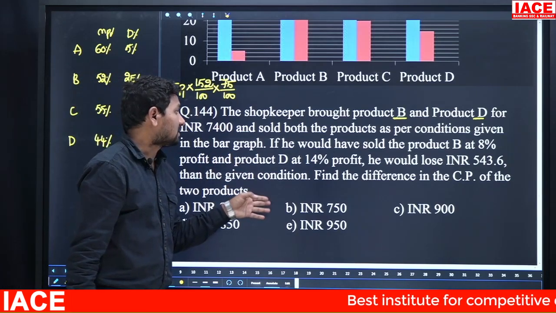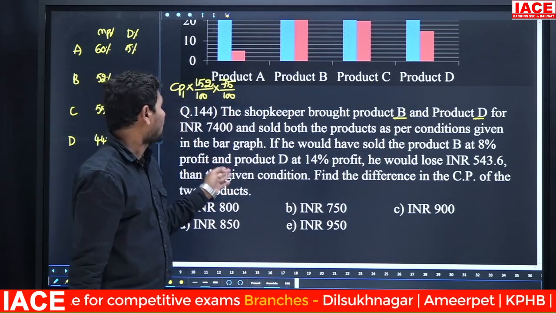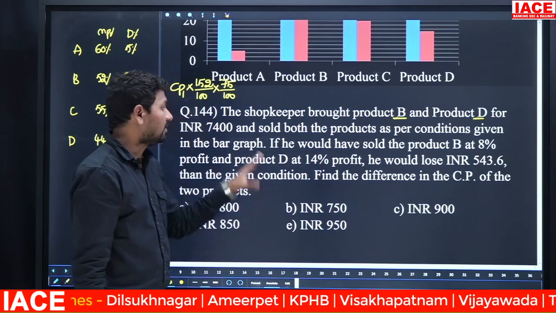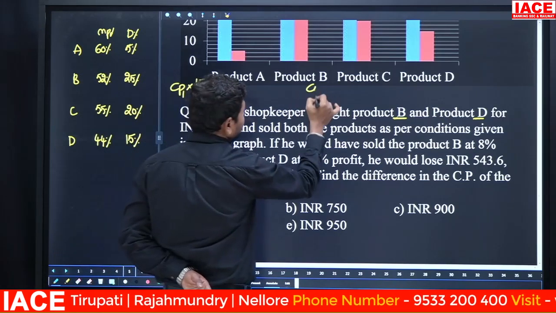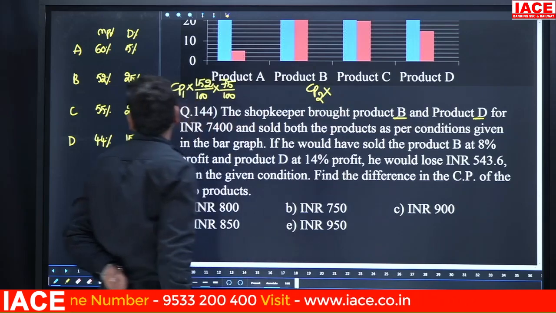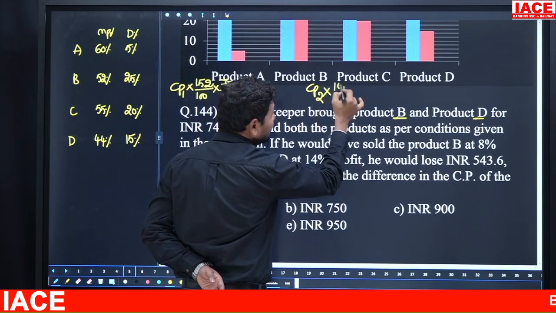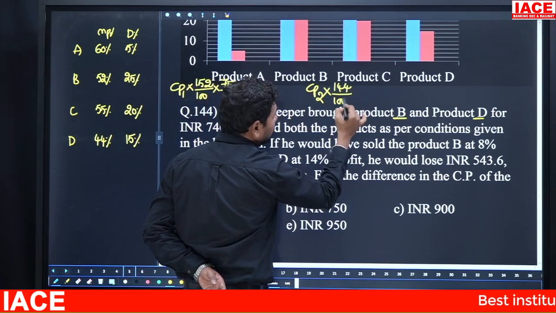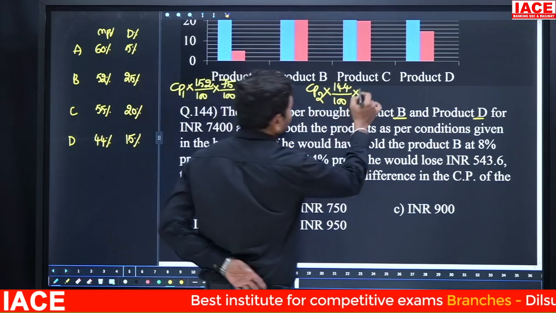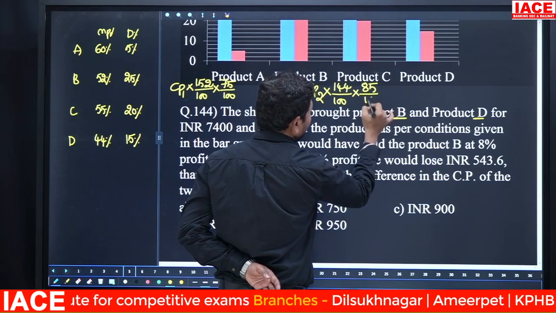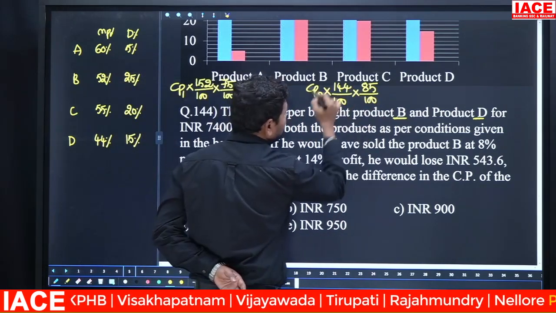Next, in this case, he would have sold the product at how much percentage? 8% profit for product B and 14% profit for product D. They are mentioned as profit conditions. The next value is CP2, right? We can write CP2 for product D. And for product D, how much percentage increment? 44% increment. Whatever the cost price is, 100%, it is increased by 44, so it is 144. And a discount is allowed by how much percentage? 15% discount is allowed. It becomes 85 by 100. This is the selling price of product B. This is the selling price of product D.